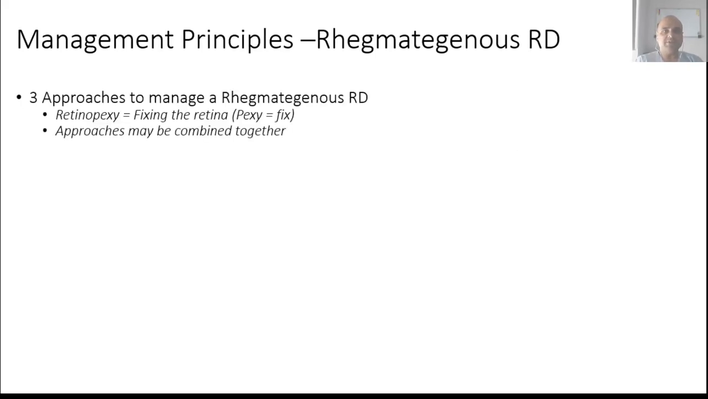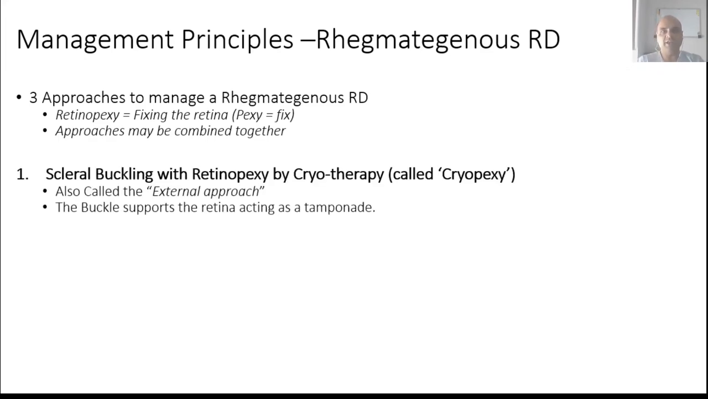So there are three approaches, as we talked about, and all of those three approaches help to fix the retina, which is called retinopexy. And you can also combine these approaches. The first and the oldest method was called scleral buckling, and retinopexy was done by using cold or cryotherapy, which is then called cryopexy. This is also called the external approach because the entire procedure of the detachment repair is done externally without entering the eye. And the buckle is a thing that provides support or tamponade to the area of weakness.